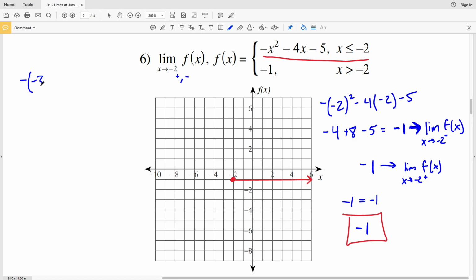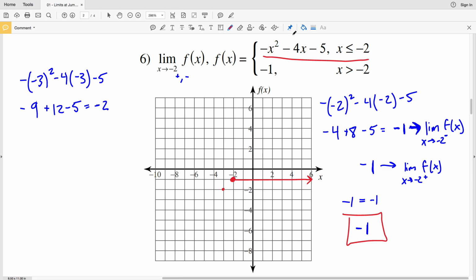So I have the opposite of -3 squared minus 4 times -3 minus 5. So that's the opposite of a +9, minus 4 times -3 is a -12, so that's going to be -9 plus 12 minus 5. -9 plus 12 is a +3, and 3 minus 5 is a -2. When I'm at -3 in the x, f of x is equal to -2.